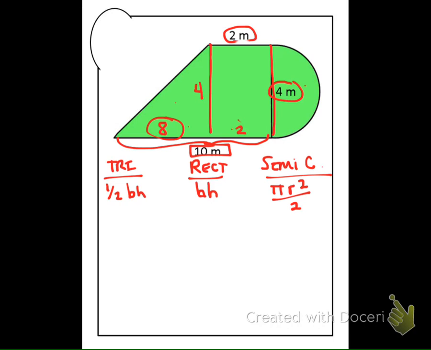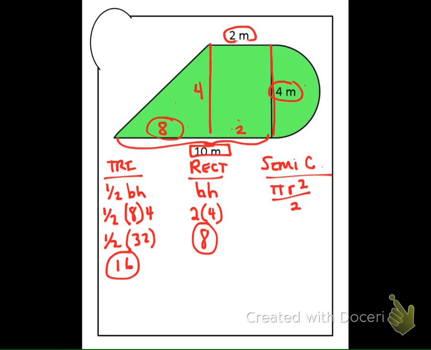So let's go down here and I'm going to start with my triangle. I need 1/2 of my base, which is 8, times 4, which is my height. 1/2 of 8 times 4 is 32, and half of 32 is 16. So there's my triangle area. For my rectangle, my base is 2 and my height is 4. That gives me an area of 8 altogether. Nice and simple.